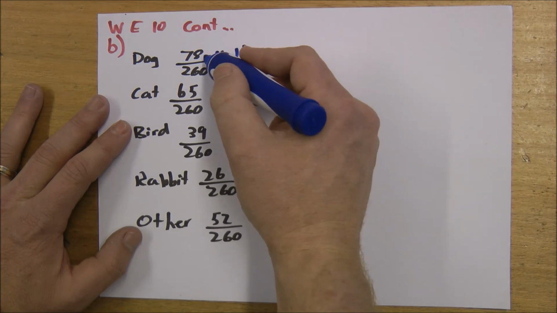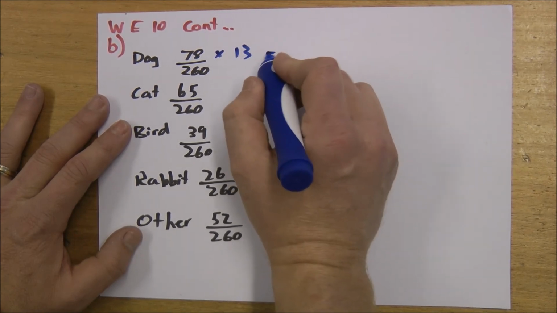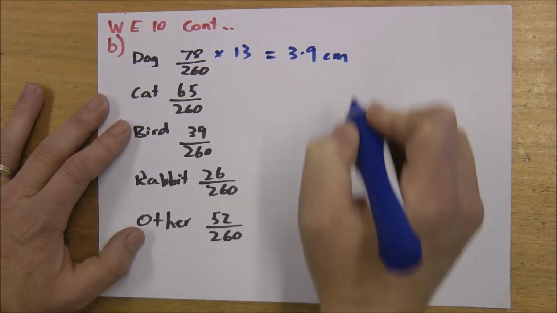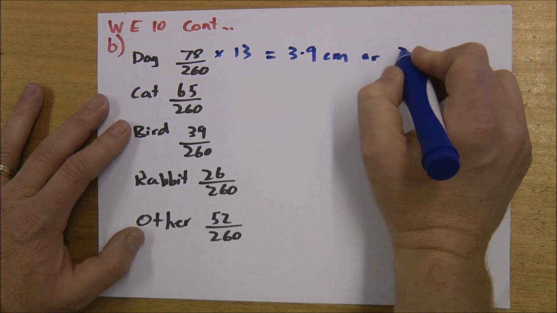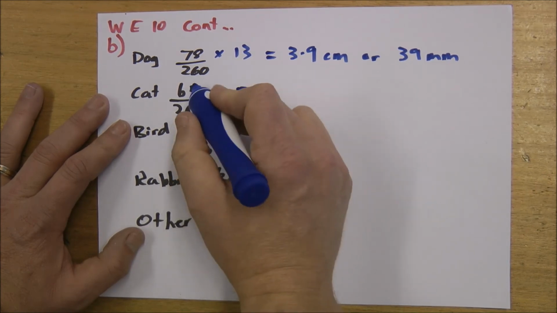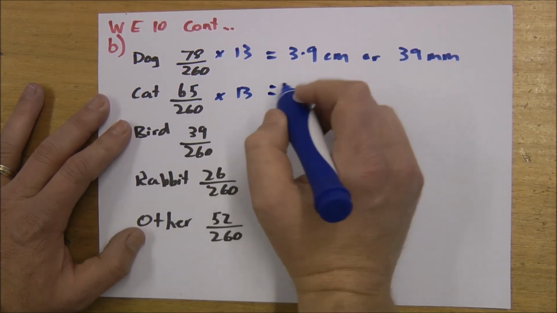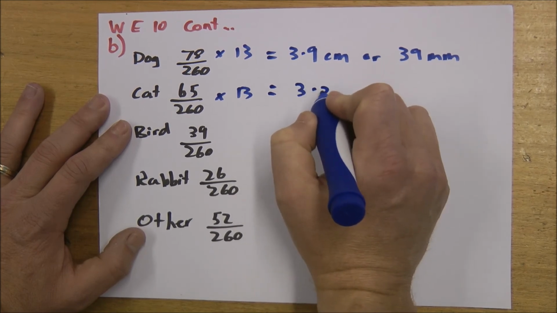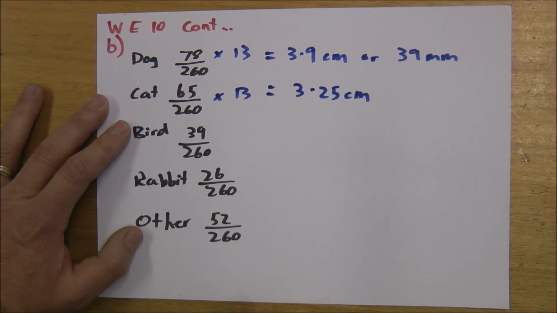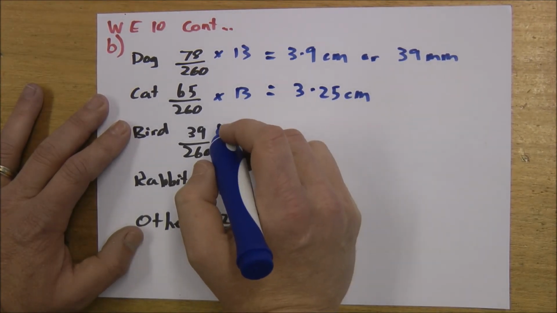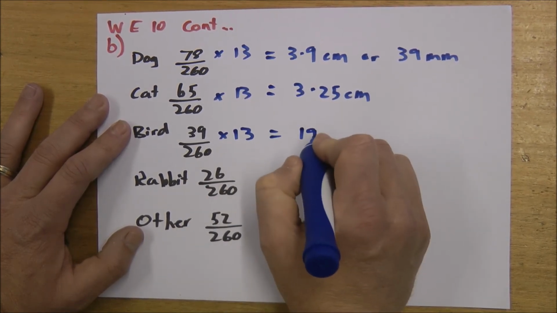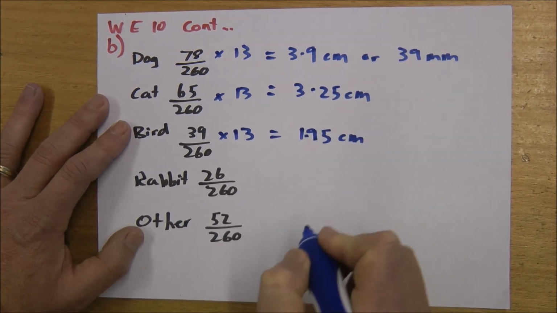So 78 divided by 260 times 13 equals 3.9 centimetres. Or 39 millimetres. Same here. This one divided by this one times 13 equals 3.25 centimetres. It's obviously getting smaller increments, you've got to be careful with your ruler. 39 over 260 times 13 is 1.95 centimetres, just short of 2 centimetres.